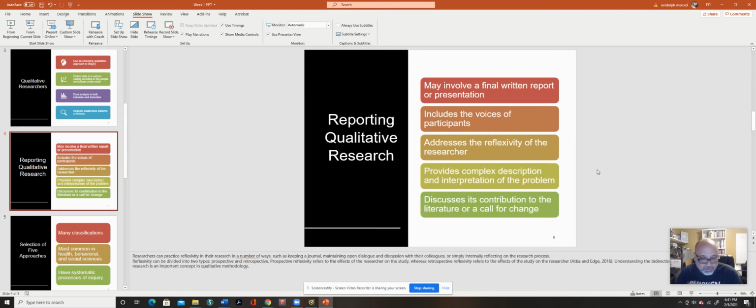So you have to address all that stuff. Reporting should be addressing the reflexivity of the research, and that's an important term. I put that on the bottom of this PowerPoint. They can do this in a number of ways, and when I talk about reflexivity, what we're talking about is how the researcher is engaged in the actual research.